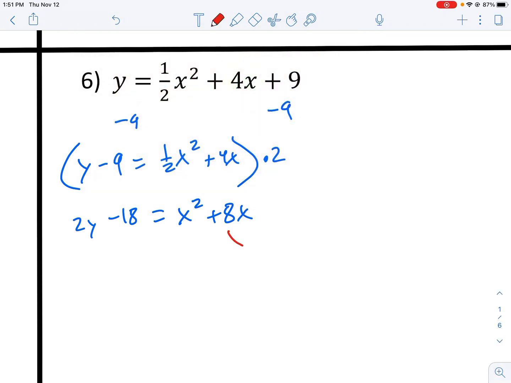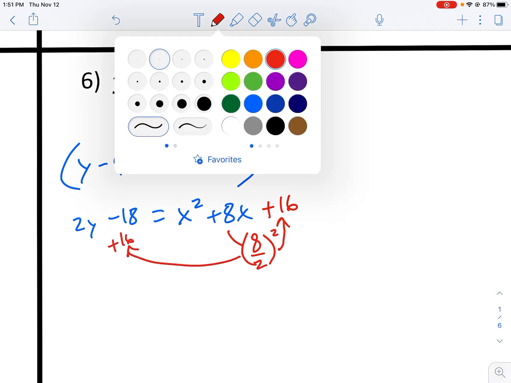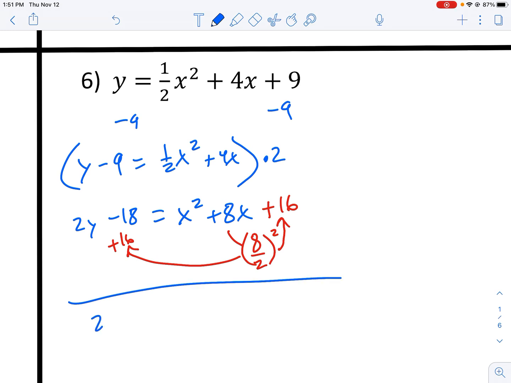Remember, to complete the square, you take your b value, cut it in half, and then you square it. Half of 8 is 4, and 4 squared is 16, so I'm going to add 16 here. And this is new on that side, and so I'm going to add 16 on the other side to keep my equation equal. And so now I got 2y minus 2 equals, this is a perfect square trinomial, and it equals (x plus 4) squared. If you're wondering where the 4 came from, it's this part. You cut b in half, and that's what's inside that binomial. And so my right side is now going to be (x plus 4) squared.